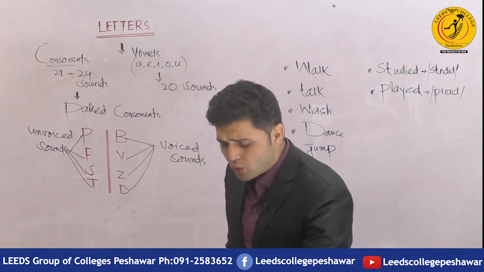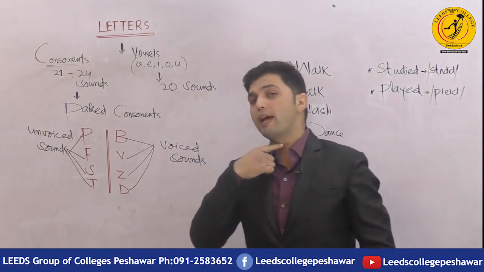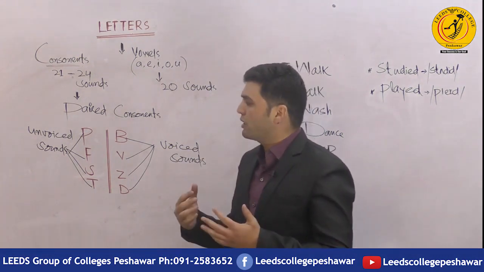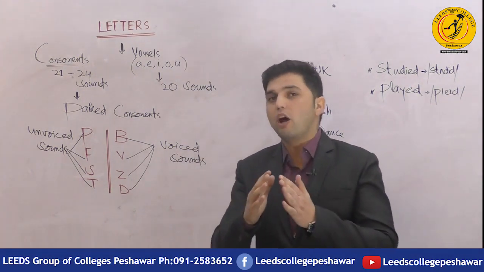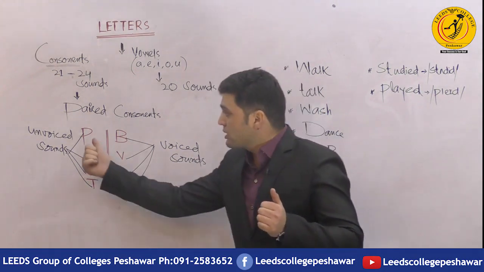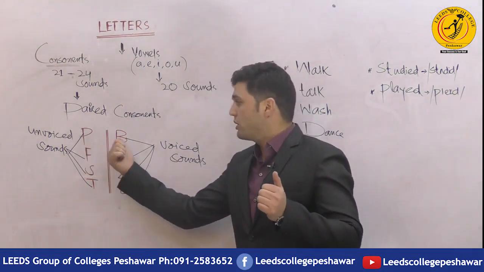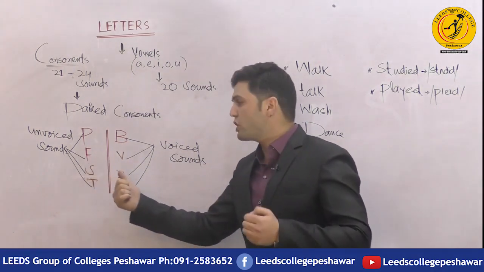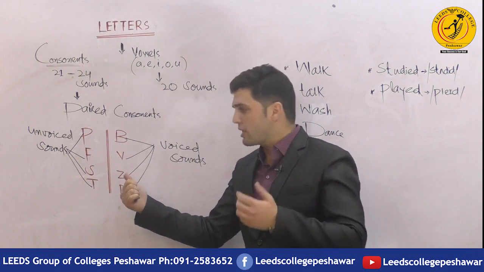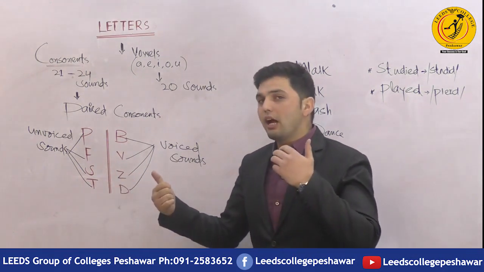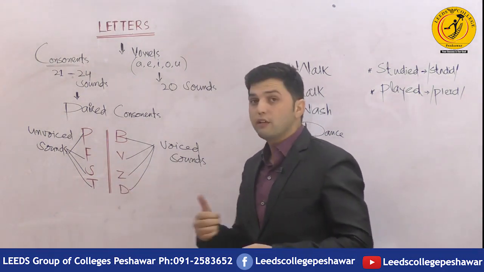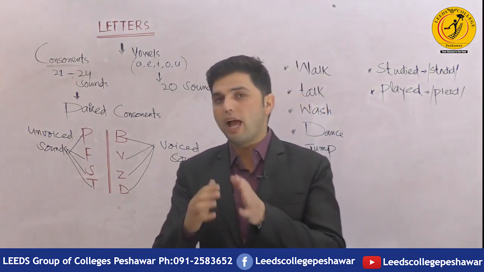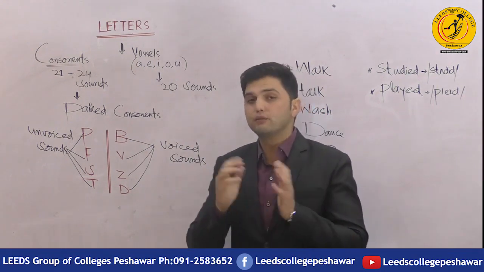Now, this is called the Adam's apple. I'm telling you how to know whether a sound is a voiced sound or an unvoiced sound. This p is unvoiced, b is voiced, f is unvoiced, v is voiced, s is unvoiced, and z is voiced. And the same is the case with the t sound. It is unvoiced and d is voiced.